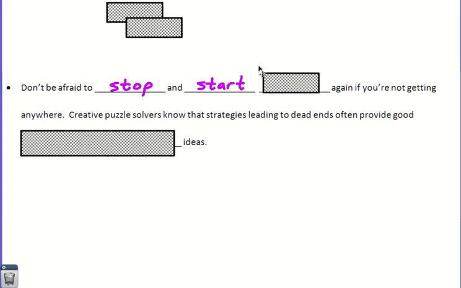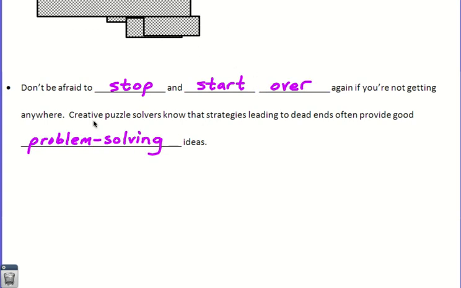And then don't be afraid to stop and start over again. Creative puzzle solvers know that strategies leading to dead ends often provide good problem-solving ideas. Again, this can be frustrating. I know, like I said, this was like the toughest. A lot of people think that this section is the toughest section in the whole semester. It can frustrate you, but because it's kind of like an open-ended thing, there's more than one way to attack these problems, and sometimes there's more than one way that'll work.